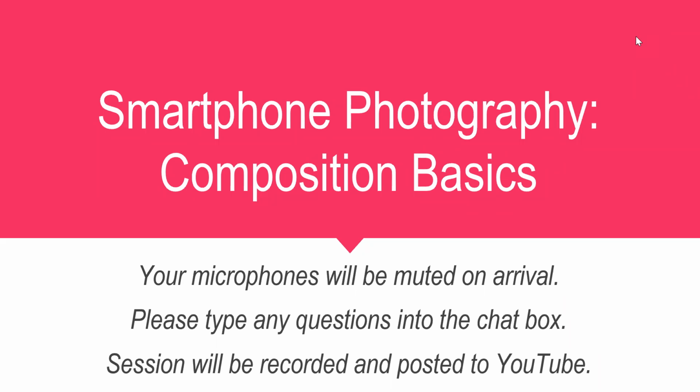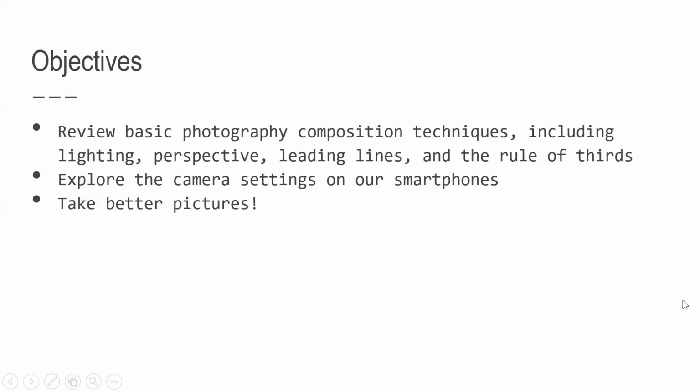All right, so once again, everyone, welcome to Smartphone Photography. Today we're going to be talking about composition basics, which is basically how to frame your picture and lay it out. So let's go ahead and get started. Some of the composition techniques that we're going to be covering today include lighting, perspective, leading lines, and the rule of thirds. Since every camera is a little bit different and the settings are different and we are in this virtual setting, we're going to talk about general concepts, and that's where we'll spend the bulk of our time.